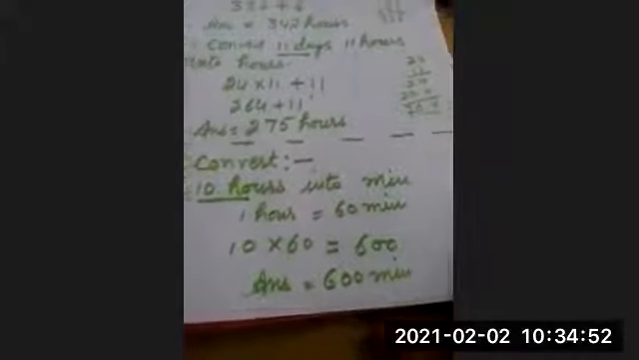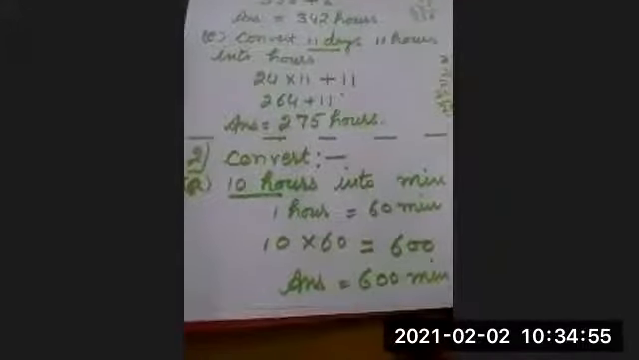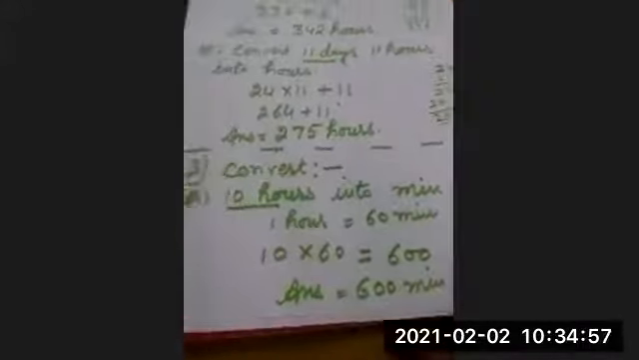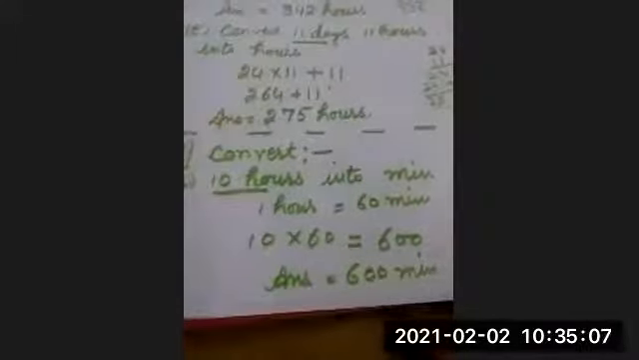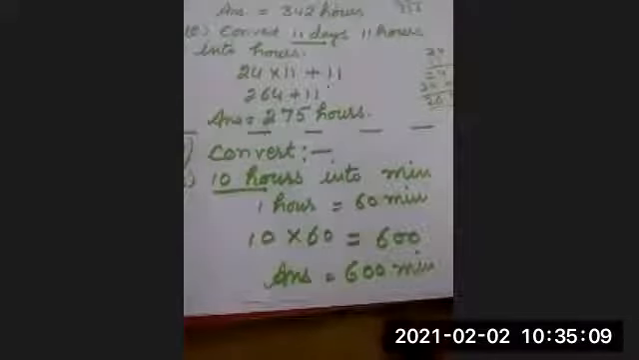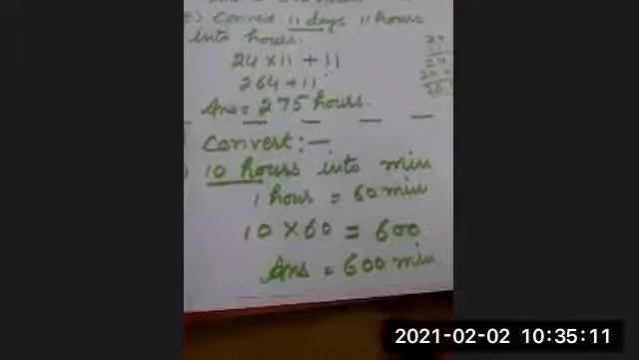Clear students? Convert 10 hours into minutes. In 1 hour we have 60 minutes. So to convert 10 hours into minutes, we will multiply 10 by 60. The result is 600. So in 10 hours we have 600 minutes.